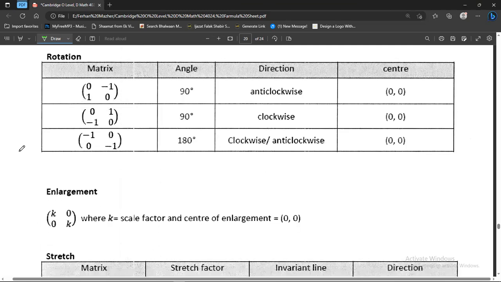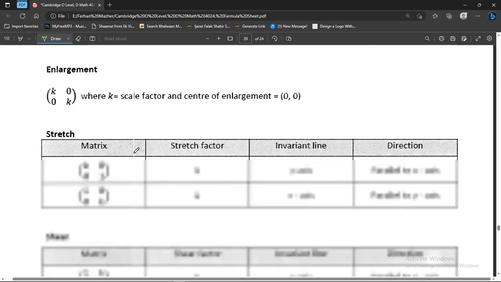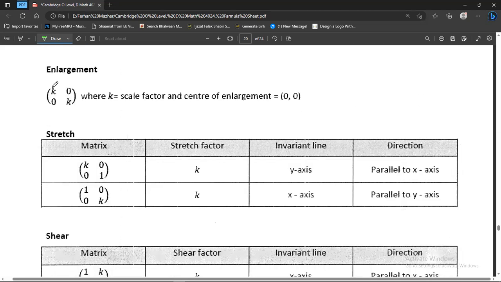Then we have the rotation. The 90-degree rotation anti-clockwise about the origin is represented with 0, -1, 1, 0. The 90-degree rotation clockwise about the origin is 0, 1, -1, 0. And 180-degree rotation, clockwise or anti-clockwise, does not matter, about the origin is -1, 0, 0, -1. The enlargement is represented with k, 0, 0, k, where k is the scale factor and the center of the enlargement is the origin.